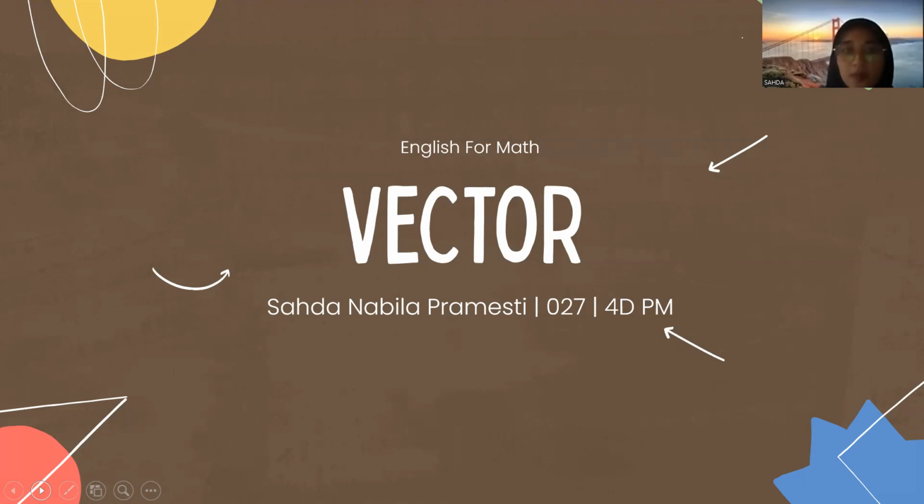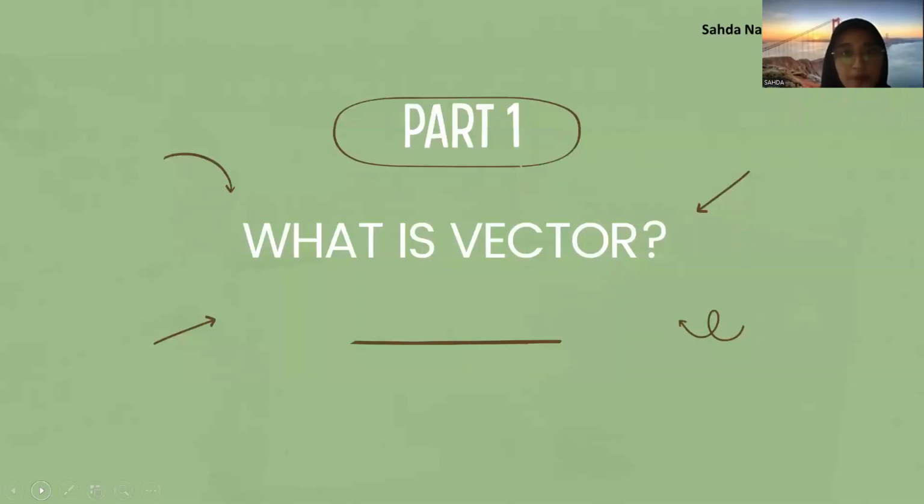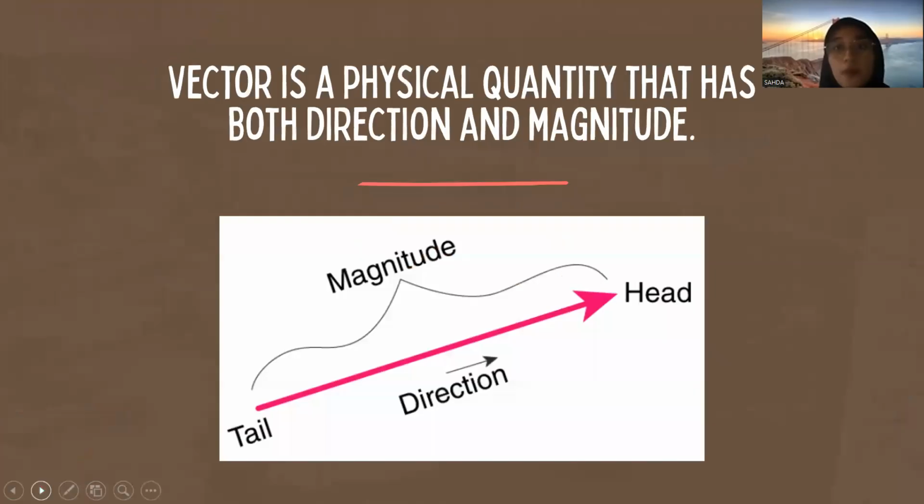Today I will present about English format and the chapter is vector. What is a vector? A vector is a physical quantity that has both direction and magnitude. In other words, vectors are defined as an object comprising both magnitude and direction. It describes the movement of the object from one point to another. The figure below shows the vector with head.